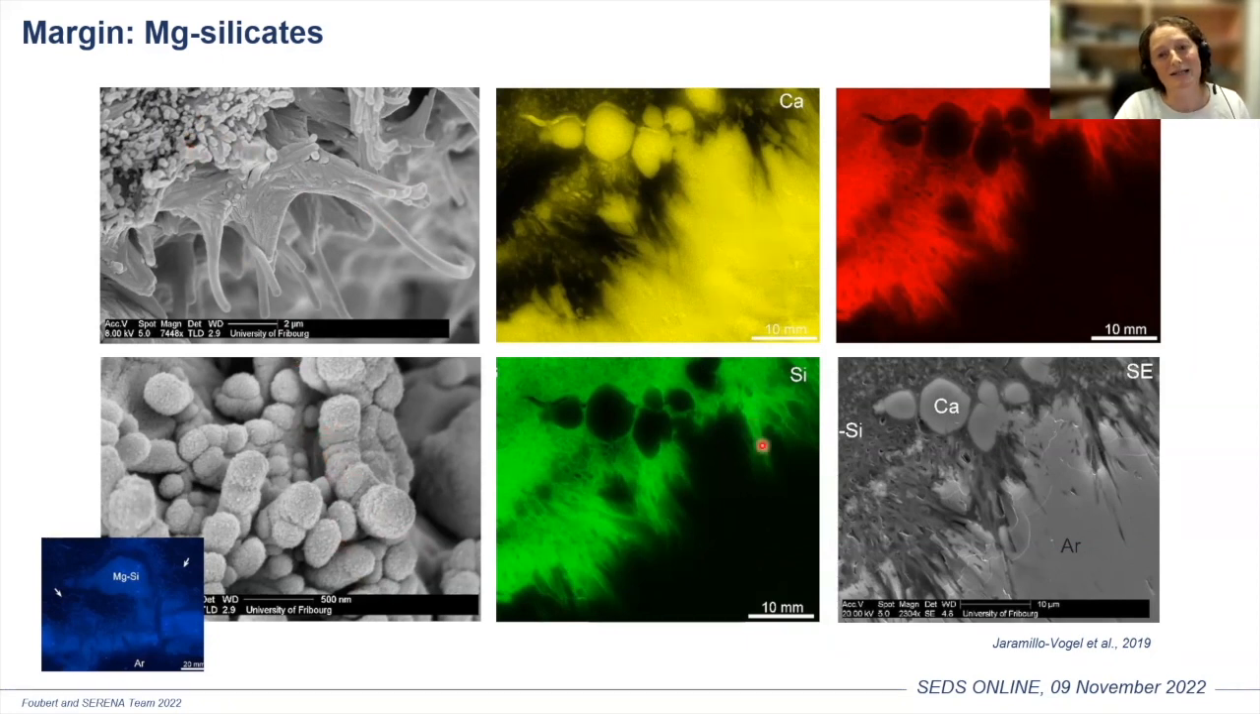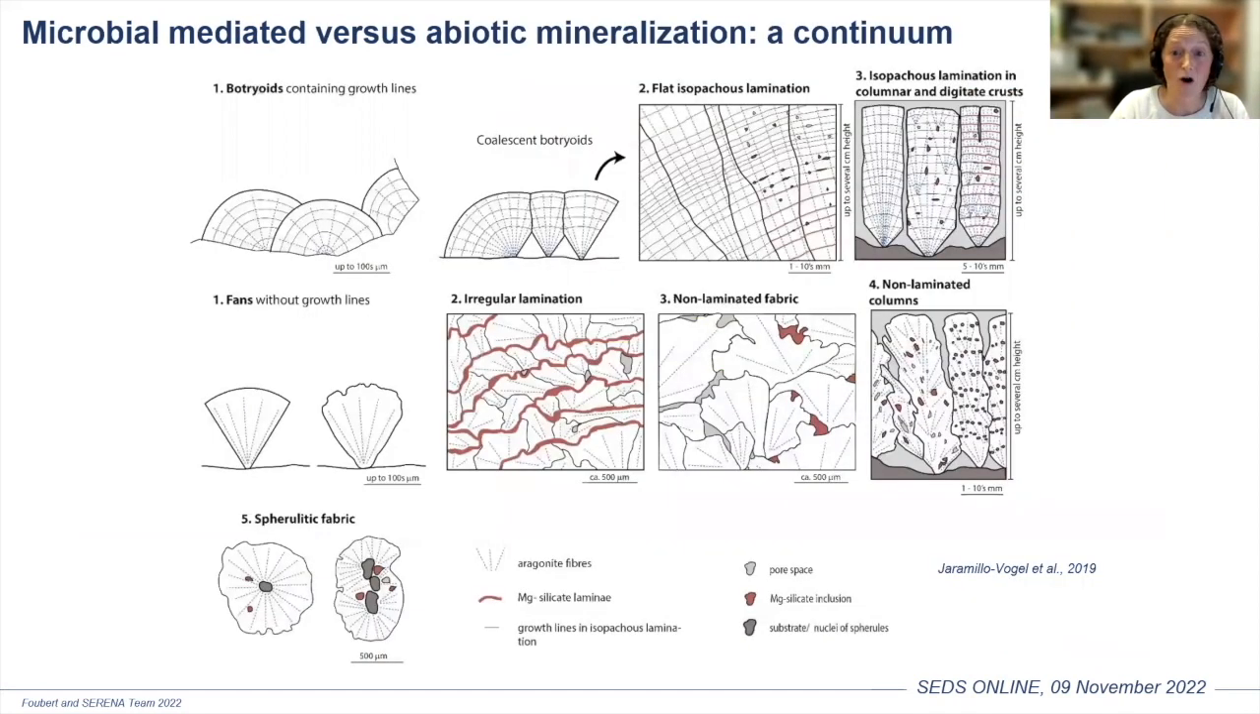Elemental map shows again nicely how these magnesium silicate filaments are interfingering with those aragonite botryoids. So a very high diversity of fabrics. But what do they tell? That's another question. So what we see is that these isopachous laminated crusts, sometimes they occur as very continuous crusts, sometimes as these little botryoids, sometimes as these columnar structures, but they all occur in the same stratigraphic layer.